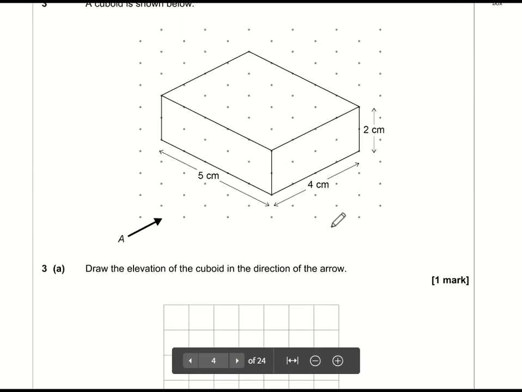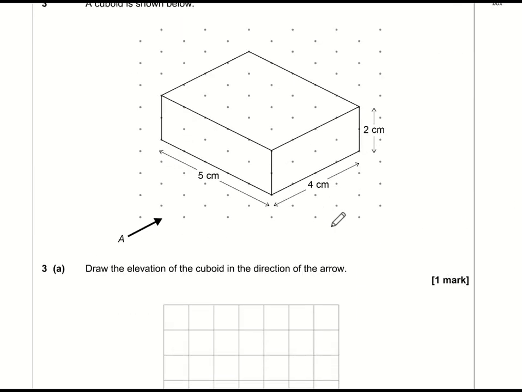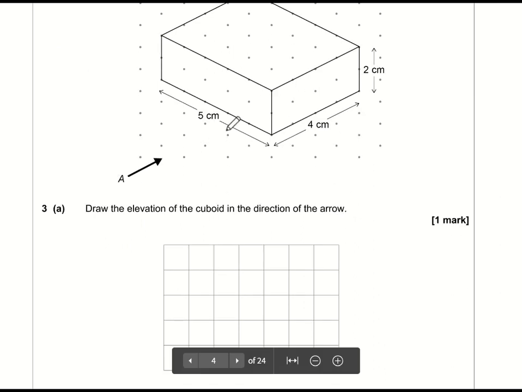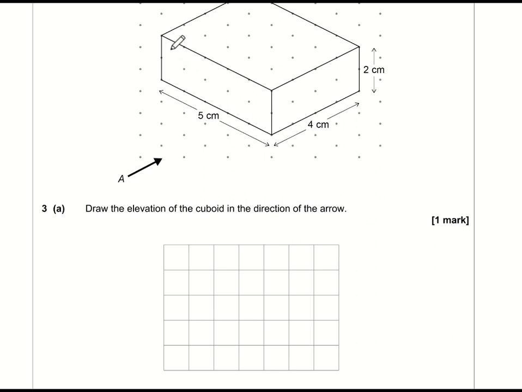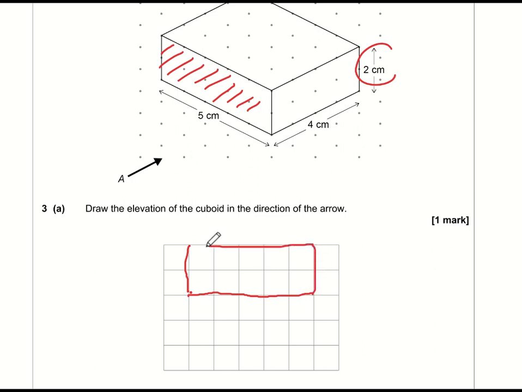Question number 3. We want to draw the elevation of the cuboid in the direction of the arrow. If we're looking at it from the front, then all we are going to see is this rectangle. It's 5 along the bottom and up 2. So we just need to draw a 5 by 2. Perhaps better if you use a ruler. 1, 2, 3, 4, 5 by 2. There we go, and we are done. That's all you need to do.